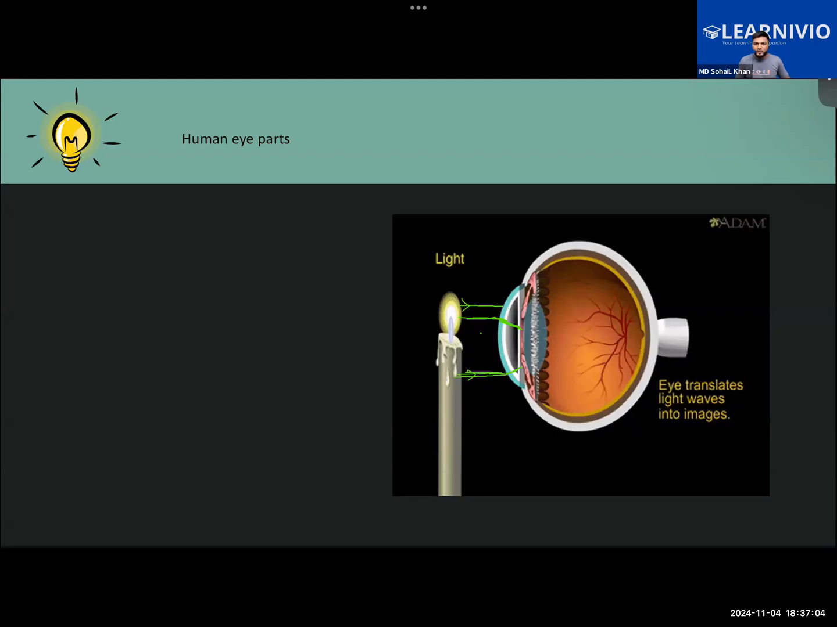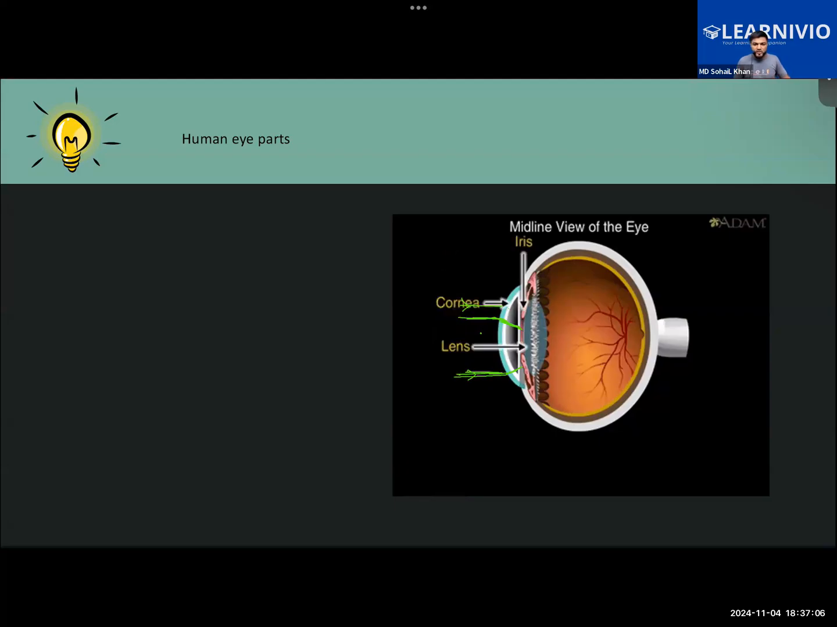Good. Yes, Gauri. What do we call that pigment that is found in the iris? It's melanin. Good. Okay. Roni, you also had a question. You had to tell me about the function of the iris.